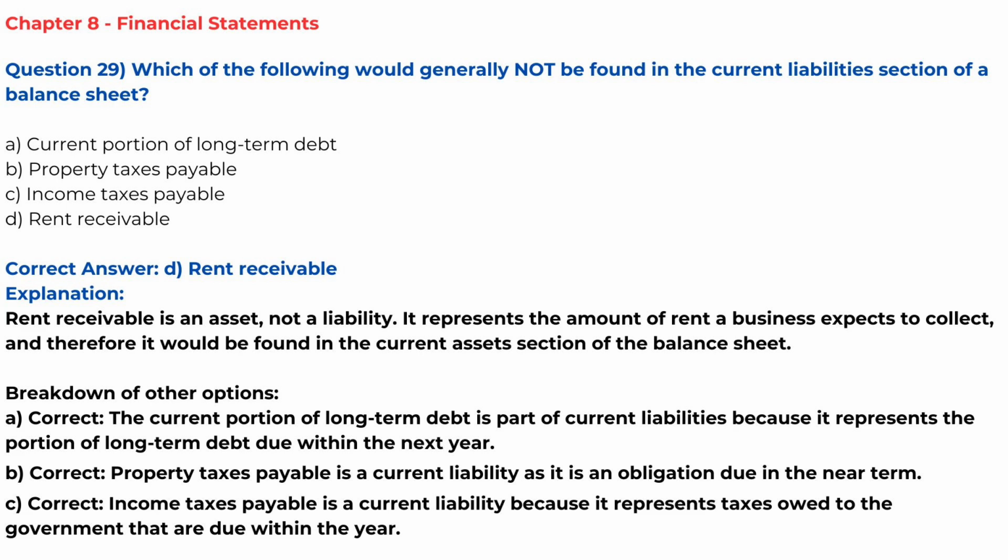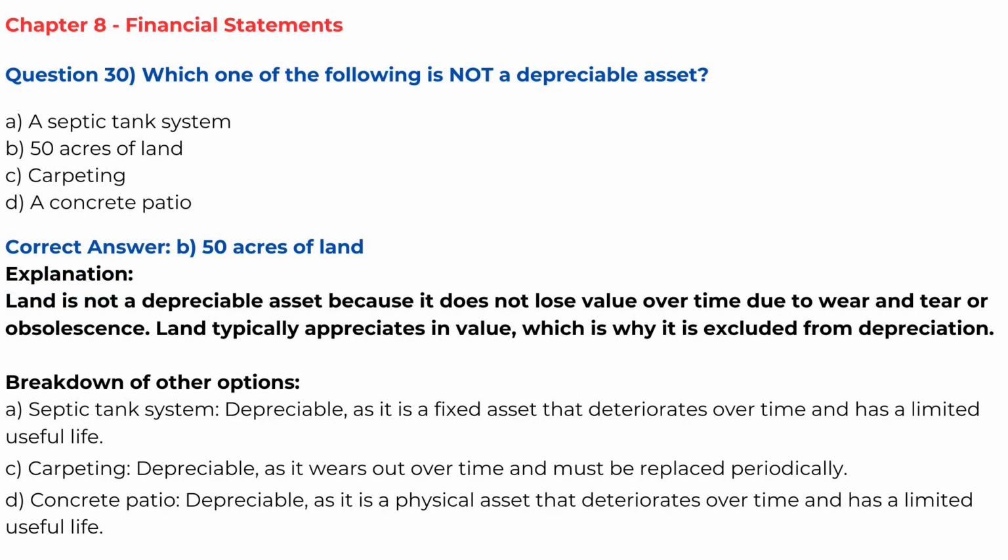Question 30. Which one of the following is not a depreciable asset? Correct answer, B. 50 acres of land. Explanation. Land is not a depreciable asset because it does not lose value over time due to wear and tear or obsolescence. Land typically appreciates in value, which is why it is excluded from depreciation.